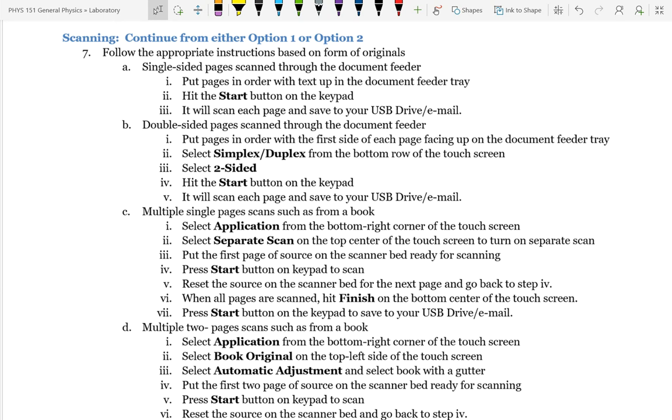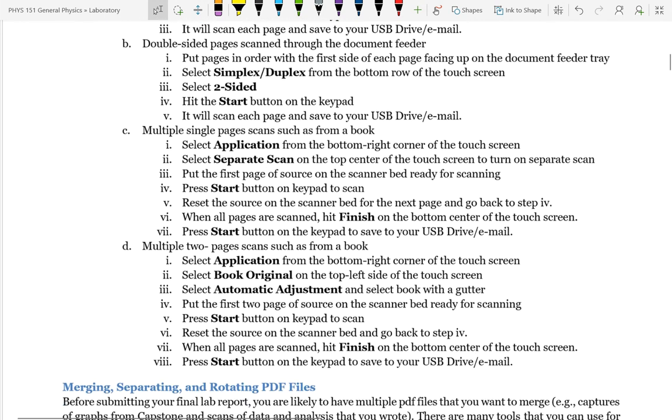Put the top one on top and put them so they're facing up. And you just hit start. It'll scan them all and either store them on the USB drive or send them to email, whichever one you chose. If you have double-sided, you need to change it from single-sided to double-sided. So you'll need to hit the simplex duplex button and choose 2-sided instead of 1-sided.